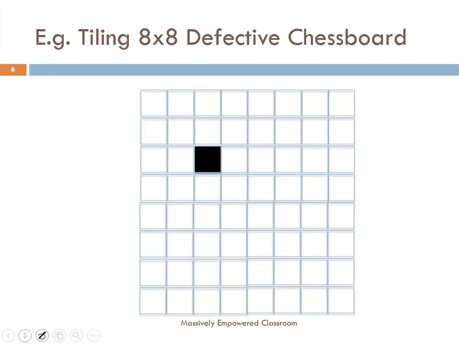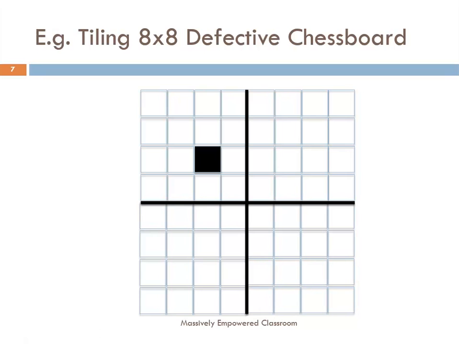So here is an 8 by 8 defective chessboard. So it has 64 squares and exactly one square is defective, the one shown in black. The remaining 63 squares have to be covered with L-shaped tiles. So I don't know how to solve this directly. I'm going to apply the divide and conquer method. I'm going to divide this into 4 smaller problems, right? So these were 8 by 8 boards. Now I have 4 by 4 boards, right?